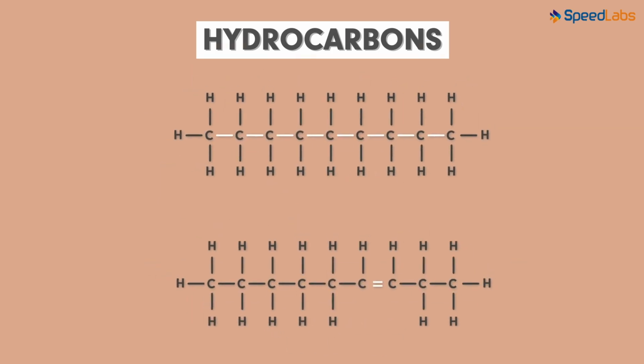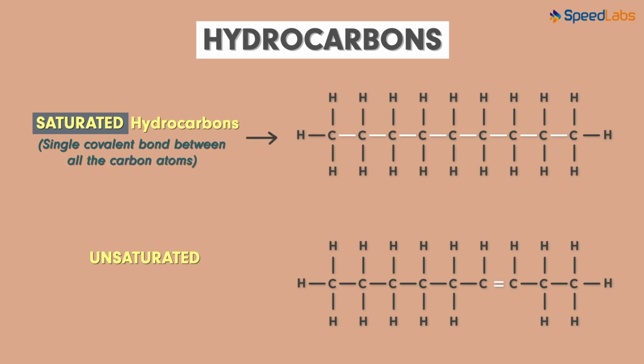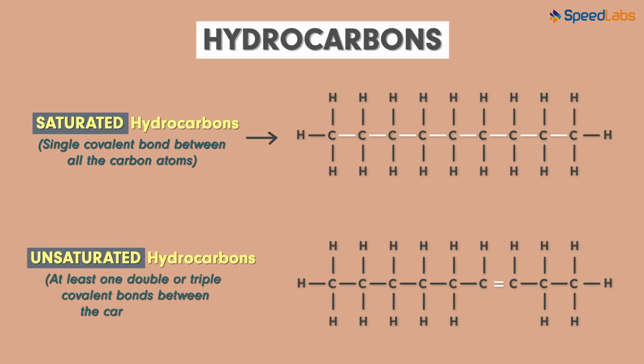Wait a second. These are the saturated and unsaturated compounds of carbon, right? Absolutely. That is why they are referred to as saturated hydrocarbons, those with a single covalent bond between all the carbon atoms. We can see that all these are single covalent bonds here. And the others are called unsaturated hydrocarbons, that is, those having at least one double or triple covalent bond between the carbon atoms. Here we can see one double covalent bond between two carbon atoms. Hence, unsaturated.